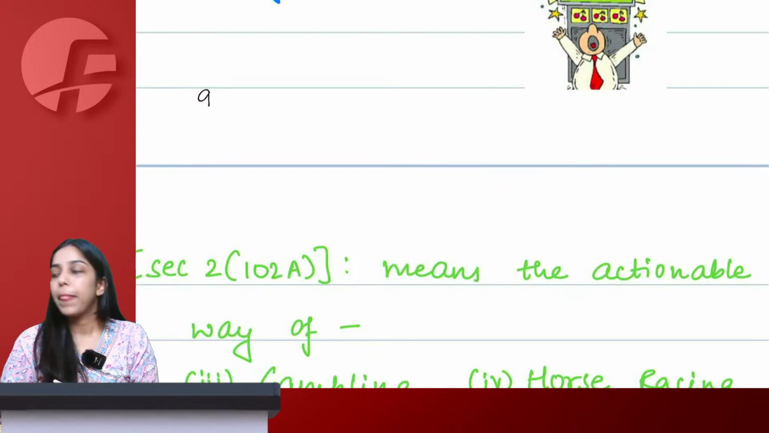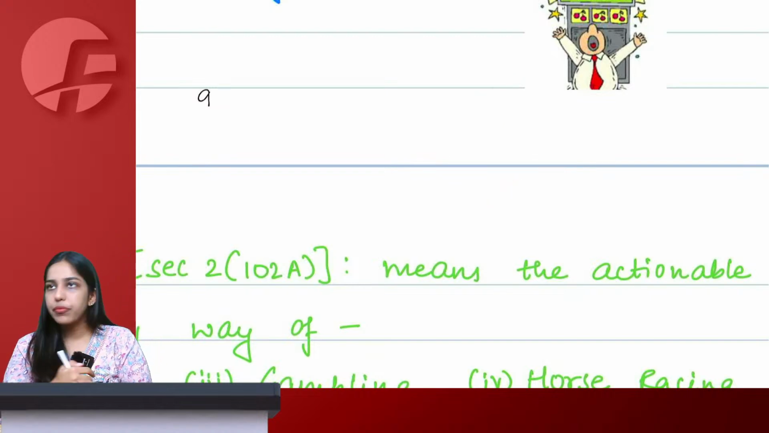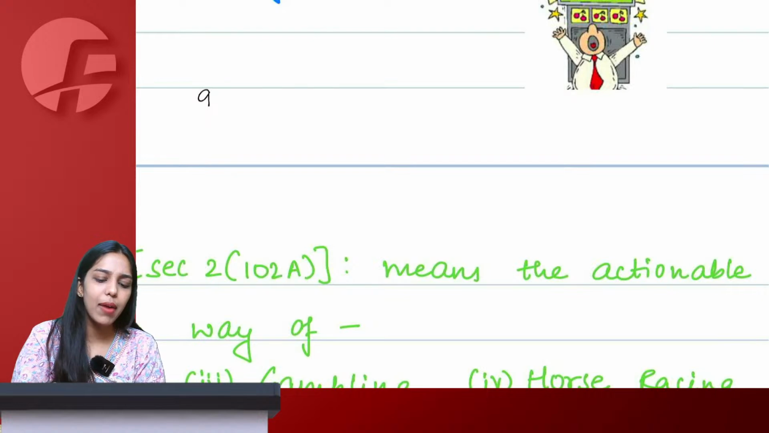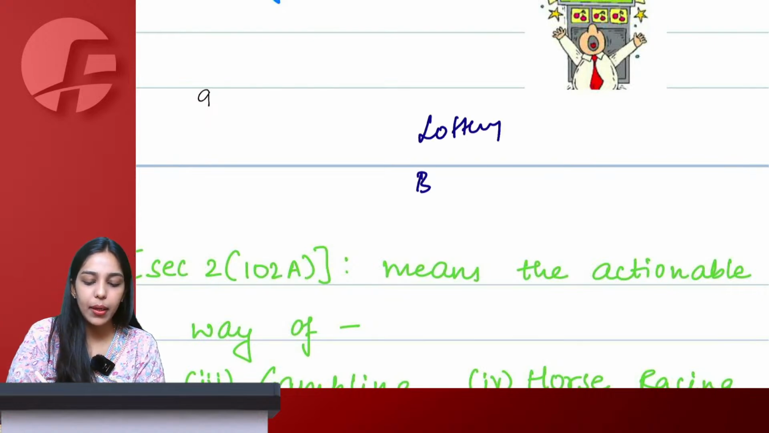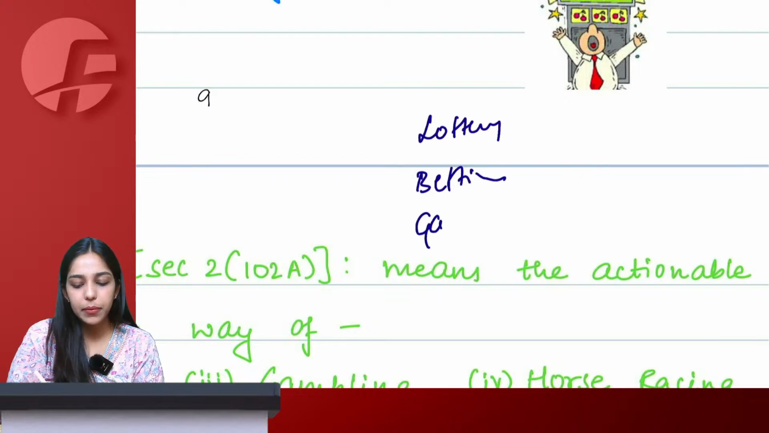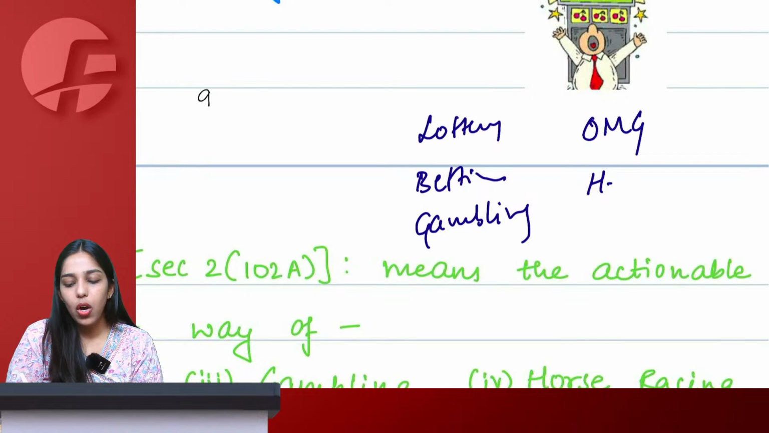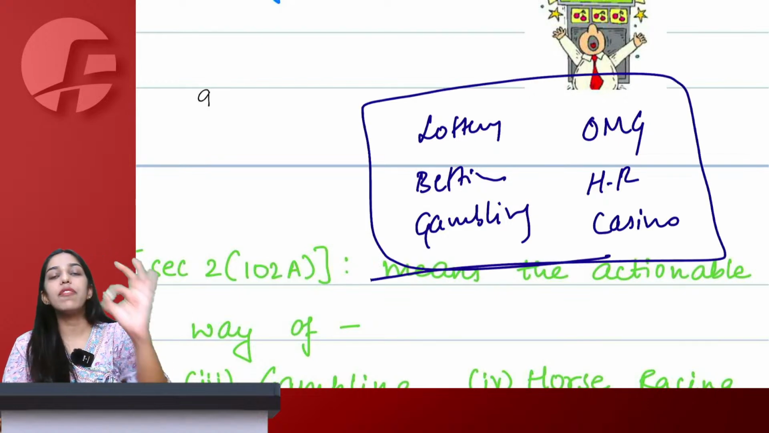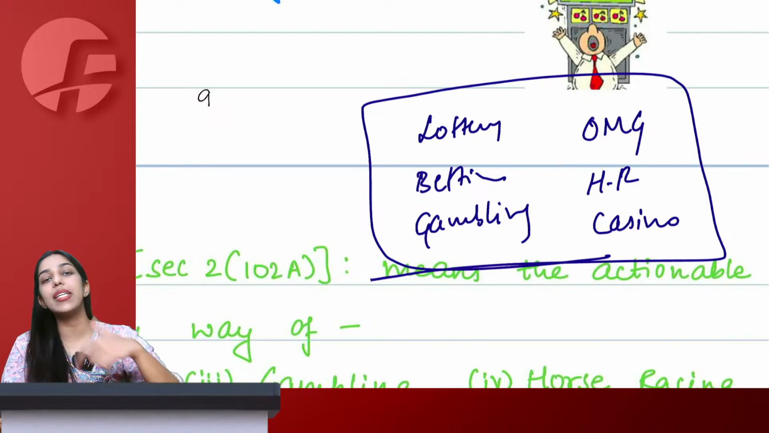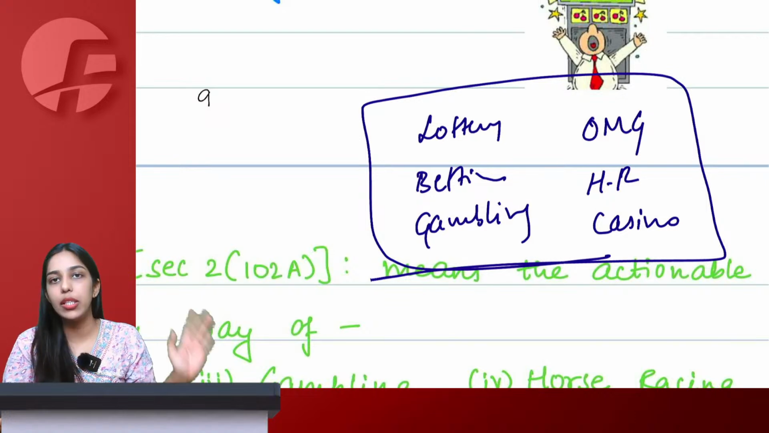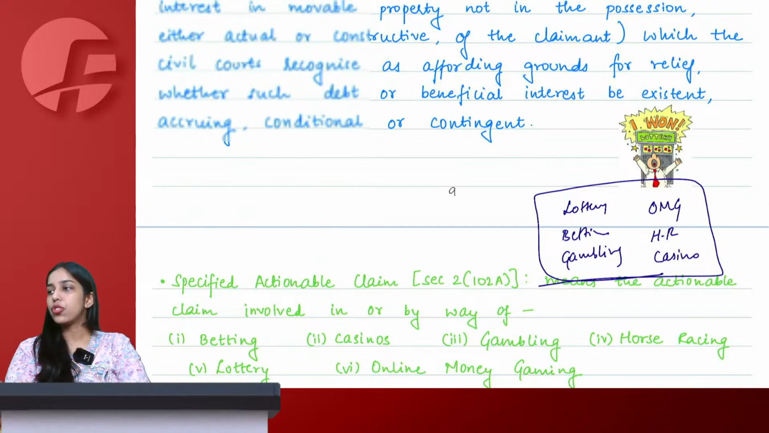Chalo, I am waiting. Everyone has to write. No other option, because it is mandatory for you to remember. Lottery, betting, gambling, online money gaming, horse racing and casino. These are the 6 specified actionable claims which will be treated separately that we are going to see in the chapter of supply.